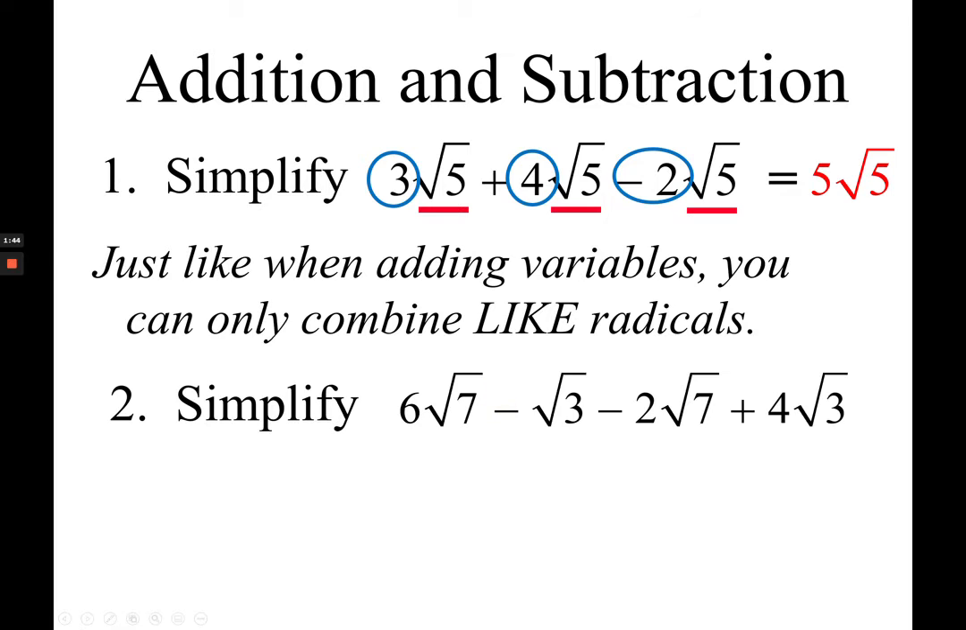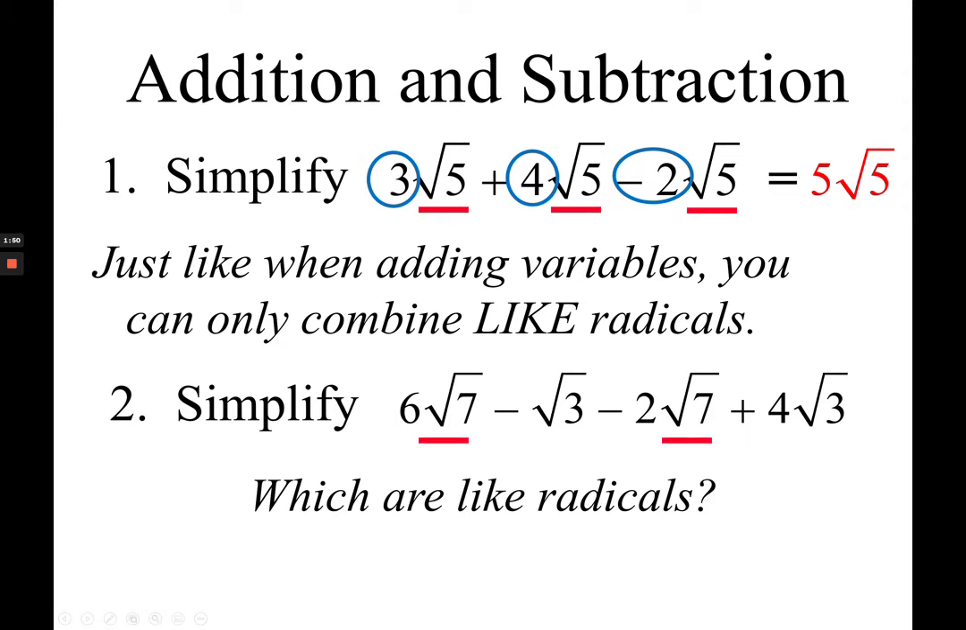Let's have another example. This time, there are actually pairs of radicals. We have the square root of 7s and we have the square root of 3s. We don't combine everything because we can only combine like radicals. So what we can do is perform first your square root of 7s. You just do your 6 minus 2, which is 4. And then copy your radical, which is 7.